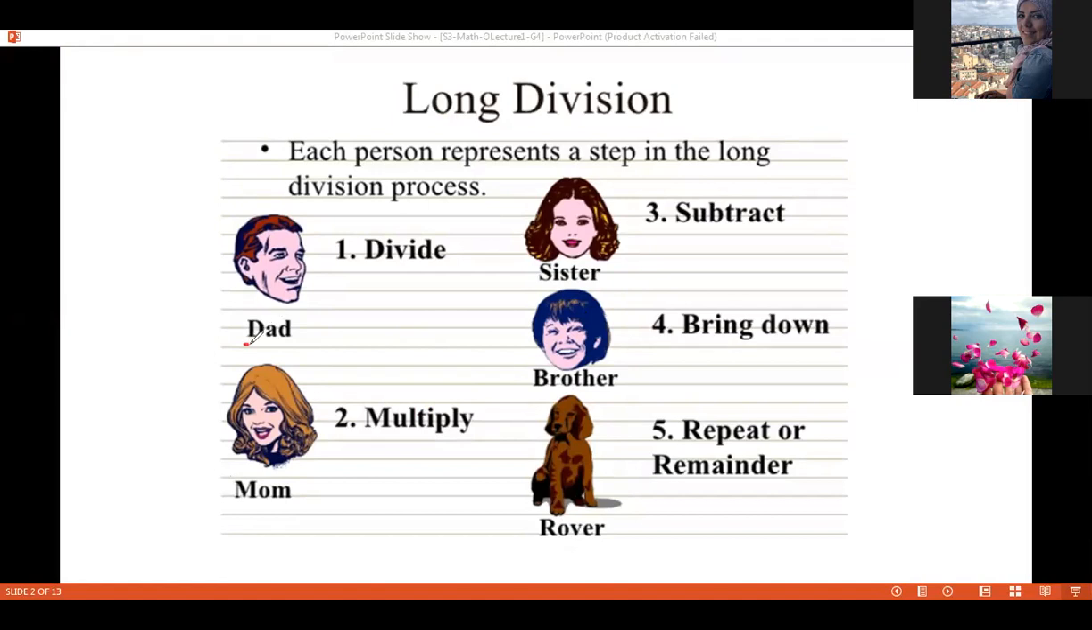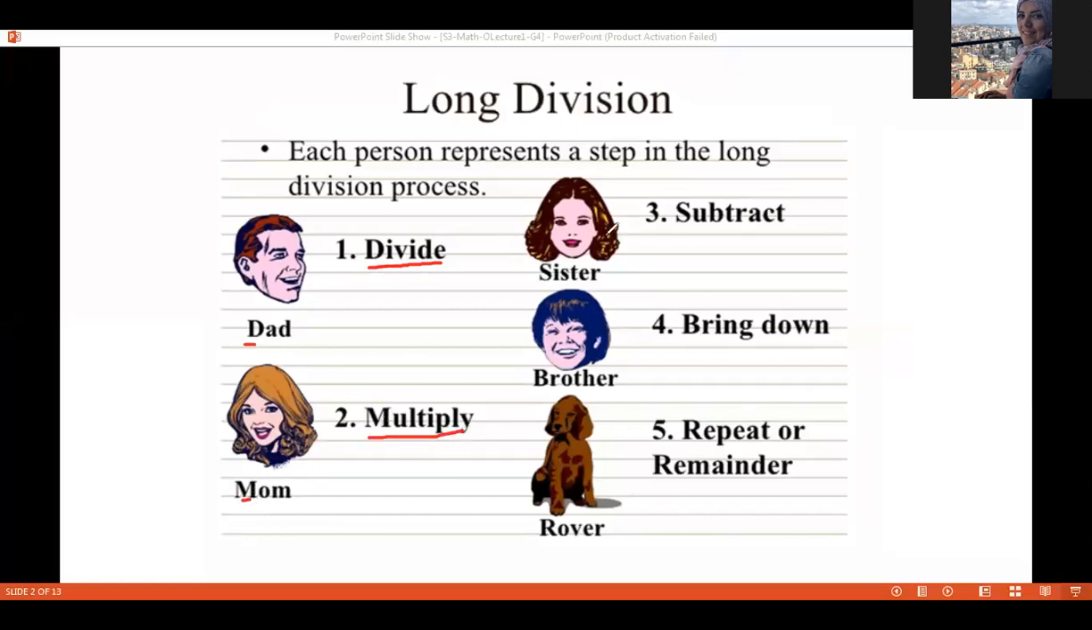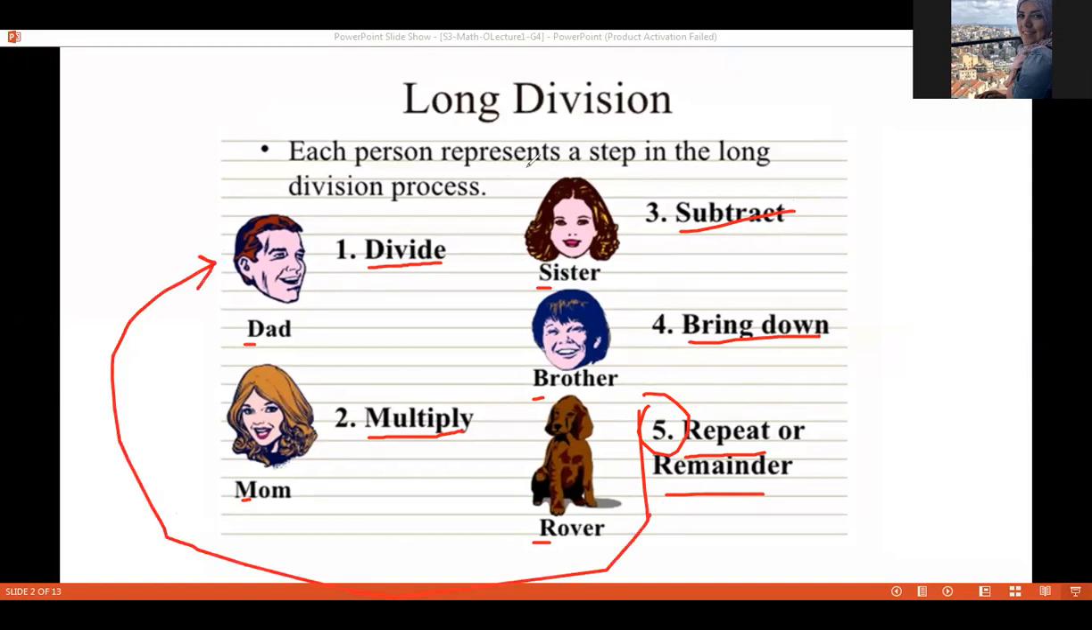So first of all, the dad, D is for divide. M is for multiply. S is for subtract. And B is for bring down. And then if we have, repeat or remainder. This means that I have to repeat all these steps all over again if necessary. So let us repeat. D is for divide, multiply, subtract, and then bring down. They are 4 easy steps that you have to do one after each other. So divide, then multiply, subtract, and bring down.